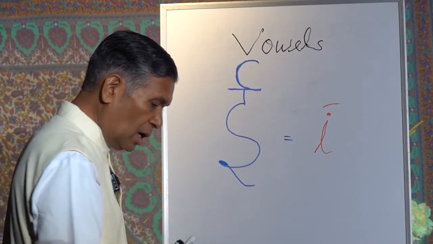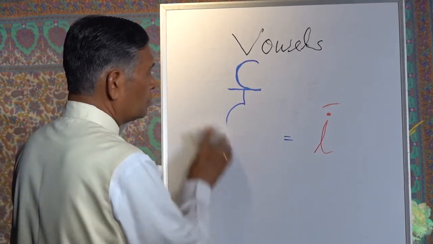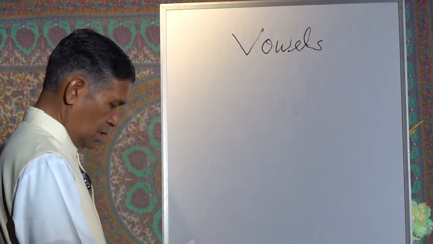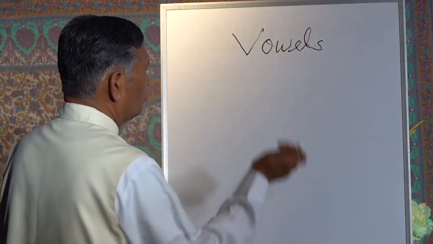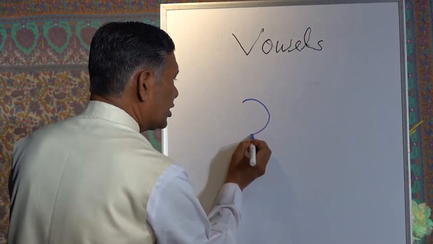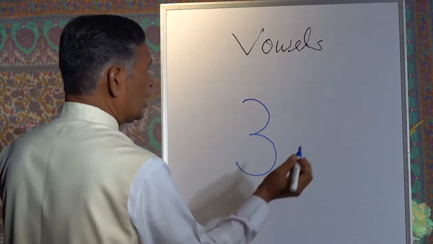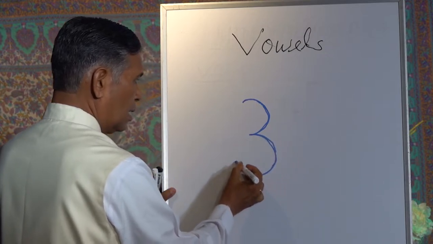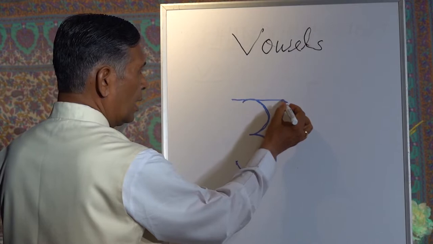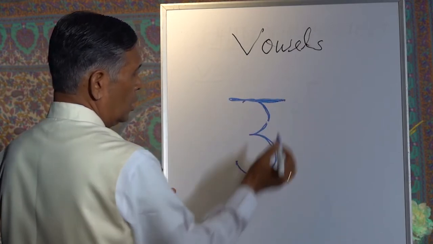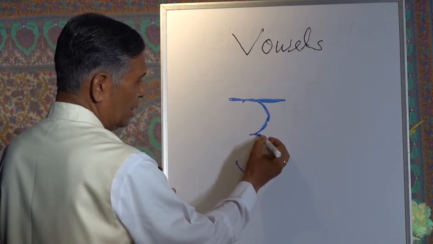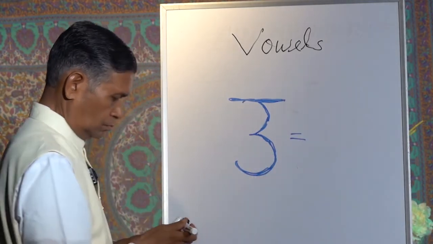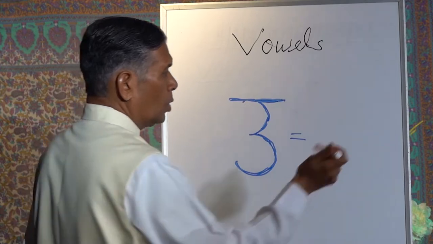Now come to the U, the next one. For the U letter, you will write here like 3. Again like the first letter, but only 3. Write 3. And after writing, bold the headline. So only like 3. If you write 3, now it became U.